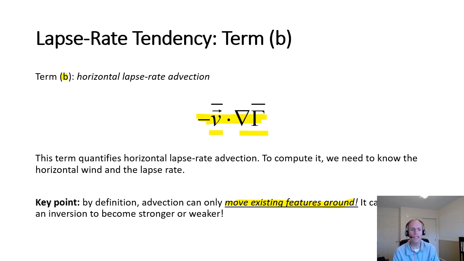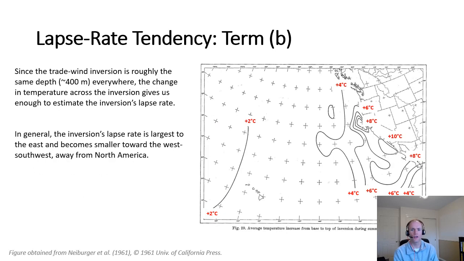So this term can't cause an inversion to become stronger or weaker. It can only cause it to move. And in this case, that would be horizontally move. So let's take a look at how this term might actually work in this regard. So again, going back to our climatology, we had this average temperature increase, which is related to the strength of the inversion. Keep in mind that the inversion had about the same depth, 400 meters everywhere.